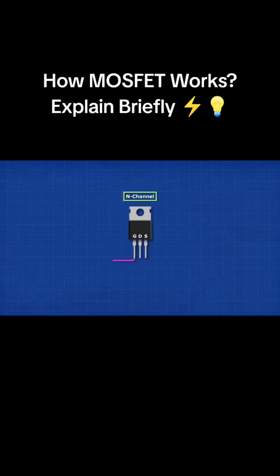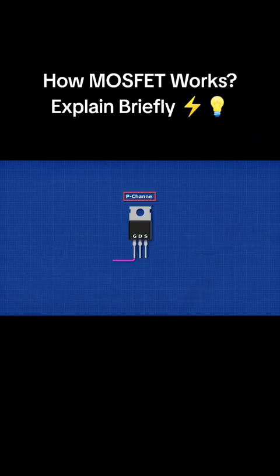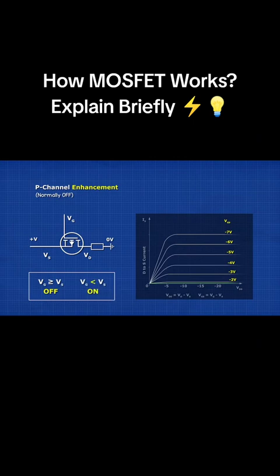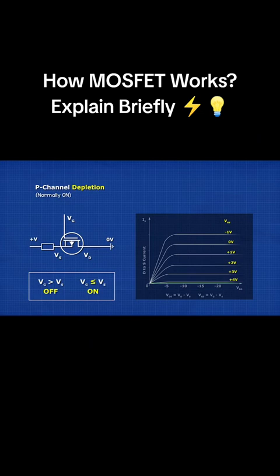For the N-channel, we apply a voltage across the drain and source terminals. For enhancement type, a positive gate voltage with respect to source decreases the drain source channel resistance, turning it on. For depletion type, a negative voltage with respect to source increases the drain source resistance, turning it off. I'll explain negative voltage in just a moment. For P-channel, we apply a voltage across the source and drain. For enhancement type, a negative gate voltage with respect to source decreases resistance, turning it on. For depletion type, a positive gate voltage with respect to source increases resistance, turning it off.